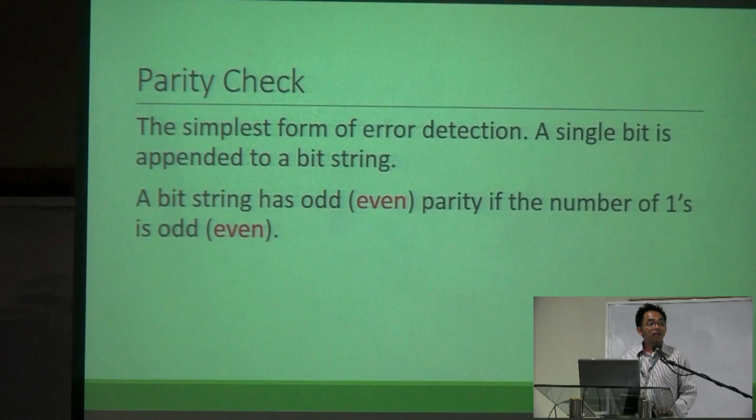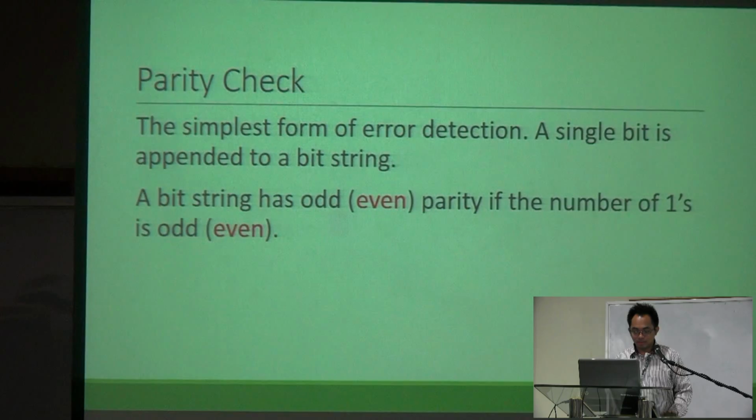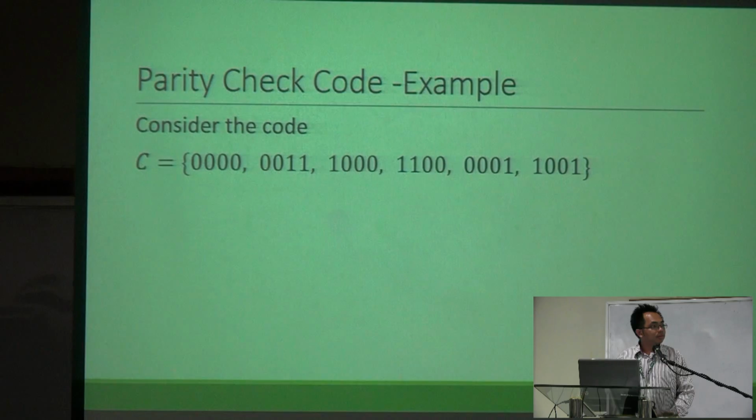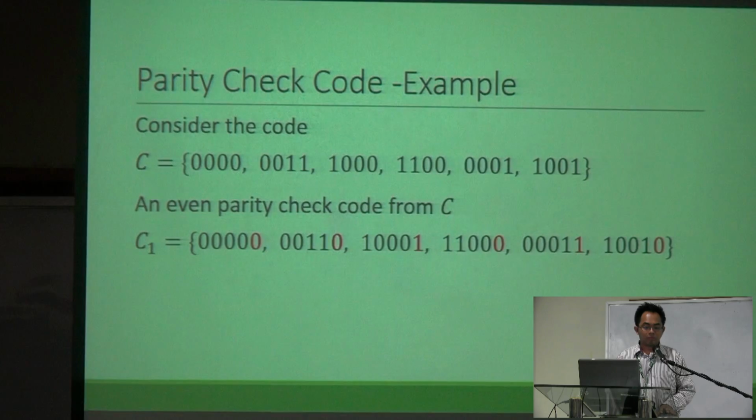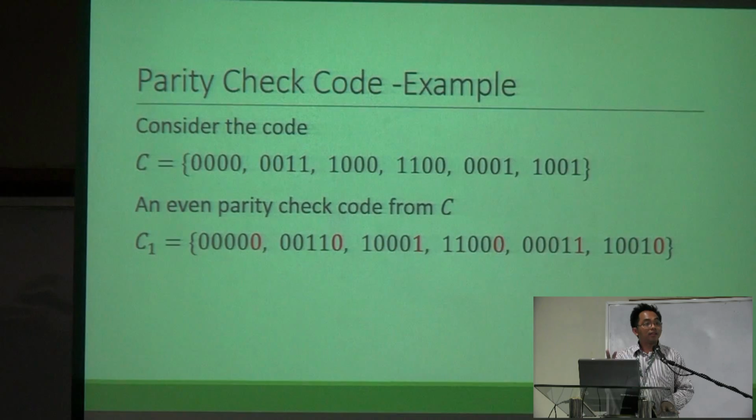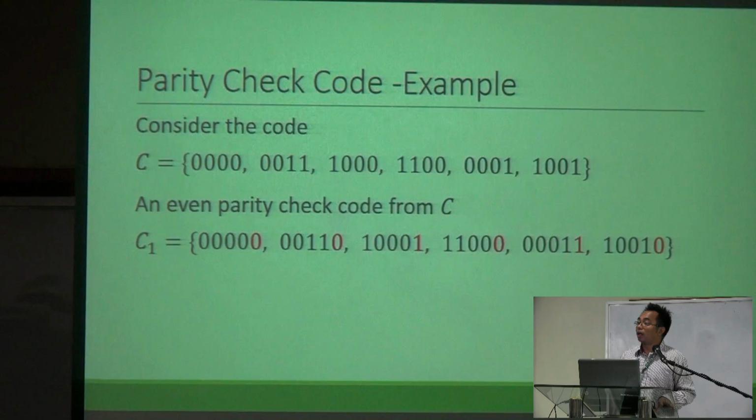even or odd. Kung ang ginagamit mong code ay even parity, kailangan yung bilang ng ones even. Kung ginagamit mong odd check, parity check code, yung bilang ng ones dapat odd. For example, kung yan yung code natin, gusto kong gamitan ng even parity check code. Since yung lahat 0, walang 1, di ba? So even yung number of 1s doon, 0. So idadagdag kong digit sa kanya sa dulo, 0. Yung 0011, yung second code doon sa C, there is an even number of 1s. So idadagdag kong digit sa dulo, 0 pa din. Yung pangatlo, since meron isang 1, so idadagdag kong digit sa dulo, 1. And so on. So we complete that. That's an even parity check.